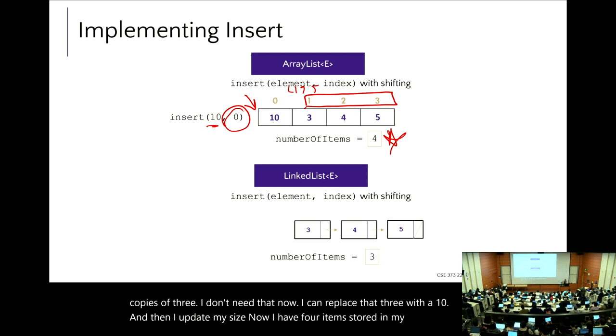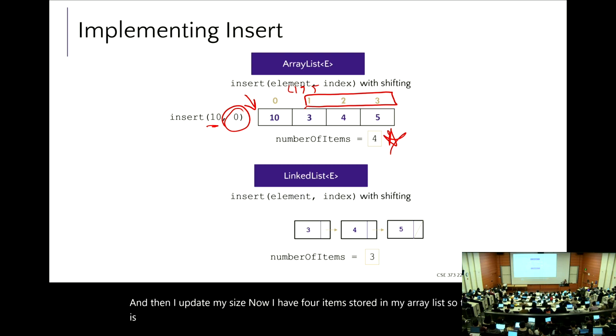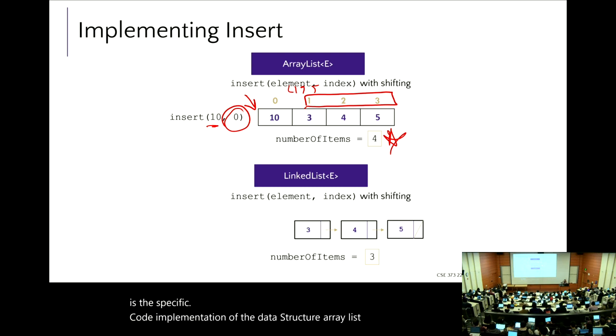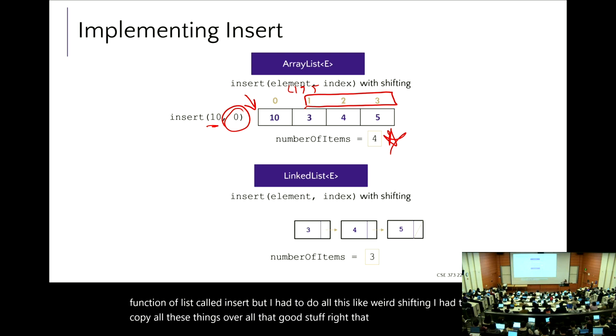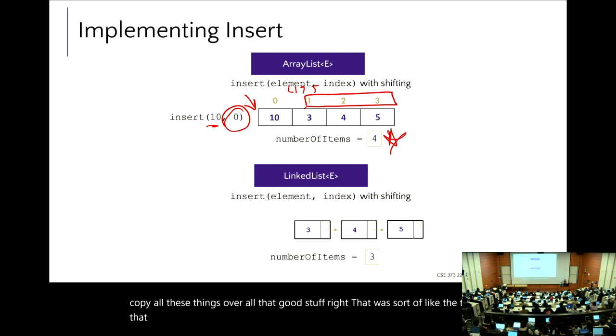So that is the specific code implementation of the data structure array list to accomplish the ADT function of list called insert. But I had to do all this weird shifting. I had to copy all these things over, all that good stuff, right? That was sort of like the tax that I paid for using the array implementation.